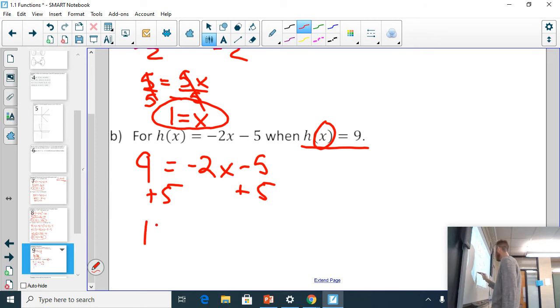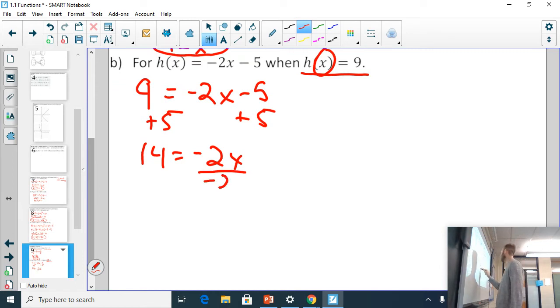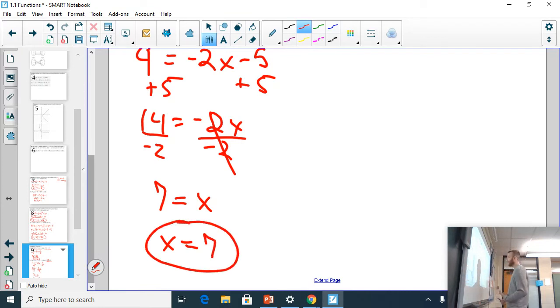9 plus 5 is 14, and then we have, or not 14, sorry. Oh, wait, yes, it is. I'm crazy. 14 equals negative 2x. And then divide by negative 2, right? 14 divided by negative 2 is negative 7. And then, if you like to write it the other way, x equals negative 7 is the same thing, and that is our answer. Divide by negative 2, we're going to get negative 7.